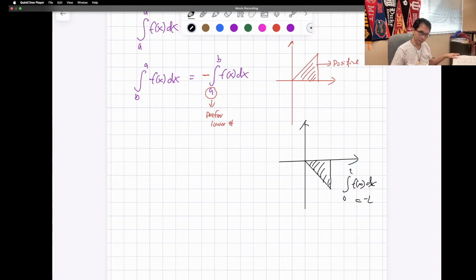How is it 2? Because this is one space, this is a half, so it's 2. If it's below the x-axis, even though you're gonna say area cannot be negative, the integral can. The integral value can be negative because it's below the x-axis. We have to dictate a sign: if it's below the x-axis, it's gonna be negative. You understand so far?